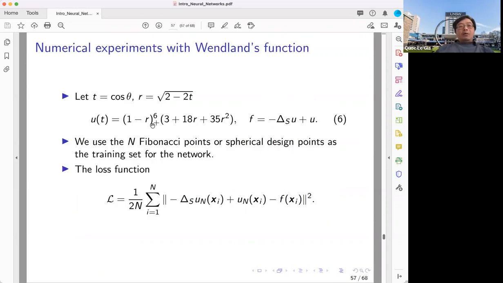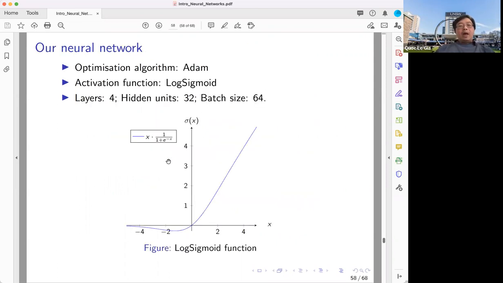And now the loss function is just the PDE, evaluated on the discrete set of points xi on the sphere. In this case, we assume that u is some given known function. And then we use it to fit in the loss function.